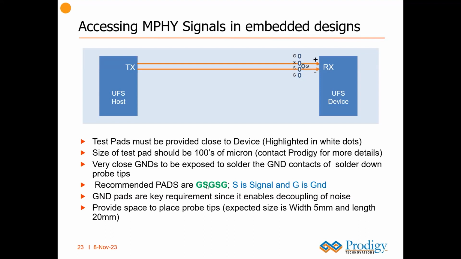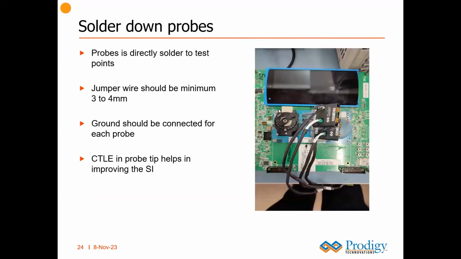So we can say ground, signal, ground, signal, ground. This is a combination we suggest you have on your PCB in case you have traces on the top layer of the PCB. You can use the soldered-down probes and solder them to the test points. Then you can use a jumper wire, maybe 3 to 4 millimeters in length, soldered to the test point and also connected to the ground.